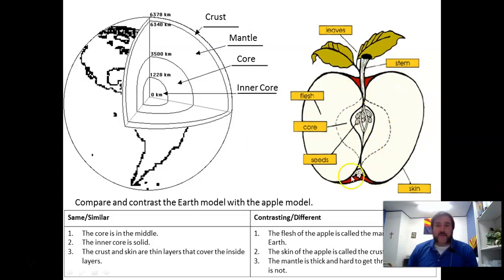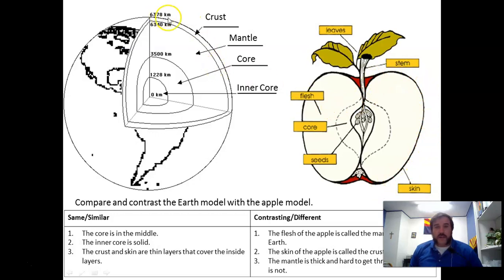And then we have the flesh. That's the whitish part that we eat. You can think of that as like the mantle. That's the part that makes up most of the apple, and the mantle is the part that makes up most of the earth. And believe it or not, really the only reason it's there for an apple is to protect the seeds. And then you have the skin, right?